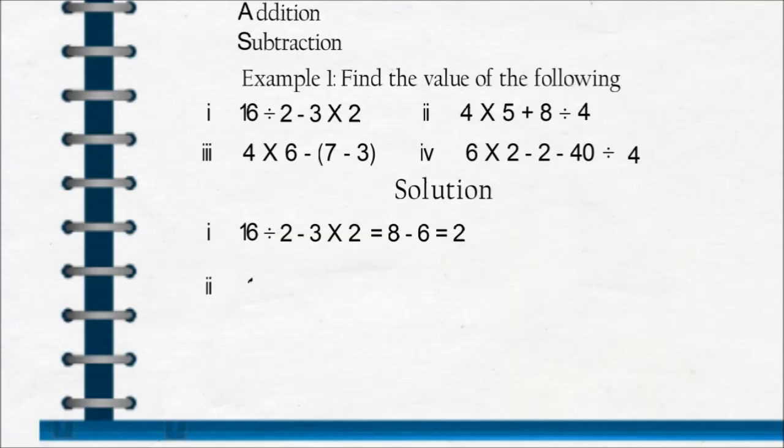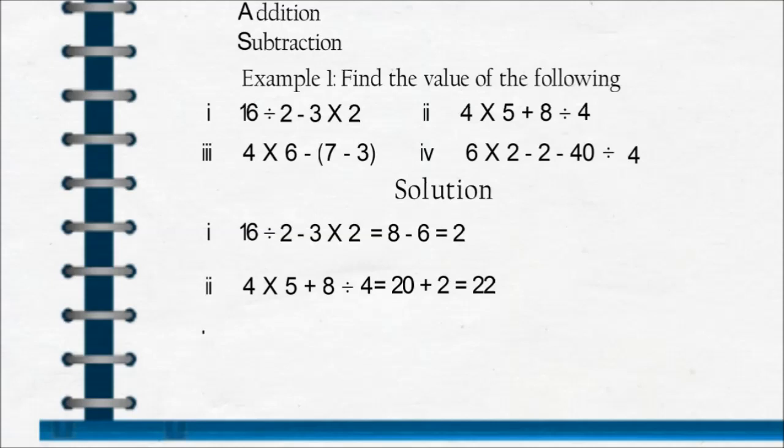Example 2, 4 multiplied by 5 plus 8 divided by 4. This is similar to the first one. We have multiplication and we have division. So we simply do 8 divided by 4, which is 2, and 4 multiplied by 5, which is 20. Then we add both of them together, 20 plus 2, that is 22.